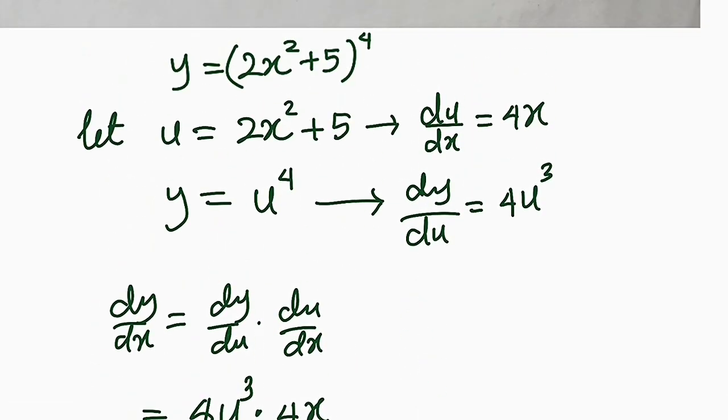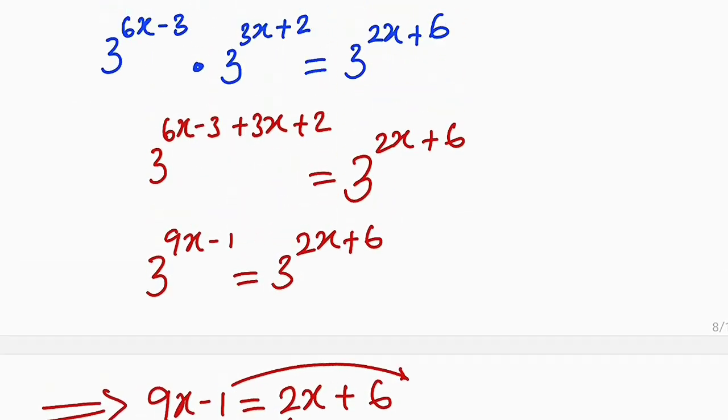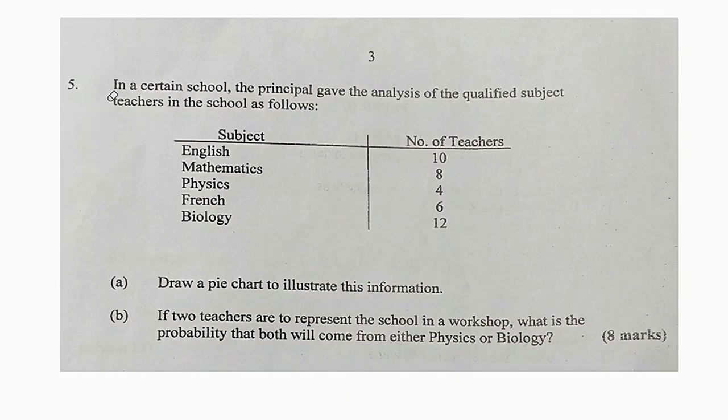So now let us move on to question number 5, right? Question number 5. In a certain school, the principal gave an analysis of the qualified subject teachers in the school as follows. There are 10 English teachers, 8 mathematics teachers, 4 physics teachers, 6 French teachers, and 12 biology teachers. A. We are asked to draw a pie chart to illustrate this information. Then the second question here reads, if 2 teachers are to represent the school in a workshop, what is the probability that both will come from either physics or biology?